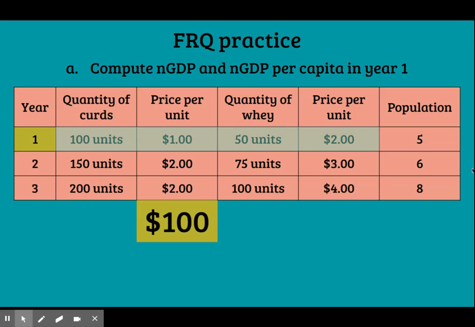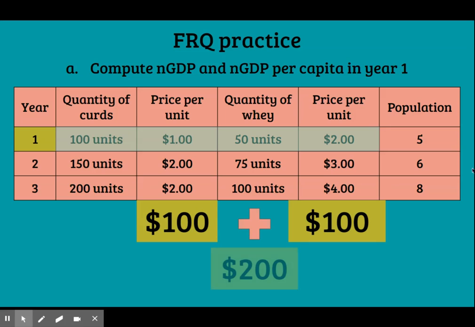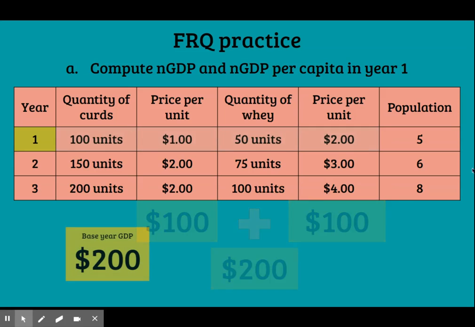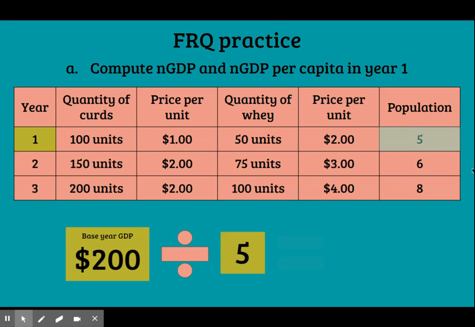50 units times $2 gives us $100. If we add the two totals together, we get a nominal GDP of $200. Now, to find the nominal GDP per capita for year 1, we need to divide the nominal GDP by the population of 5. That gives us a nominal GDP per capita of $40 per person.